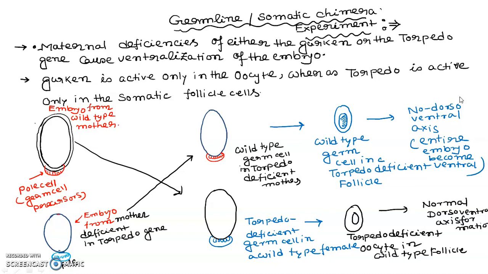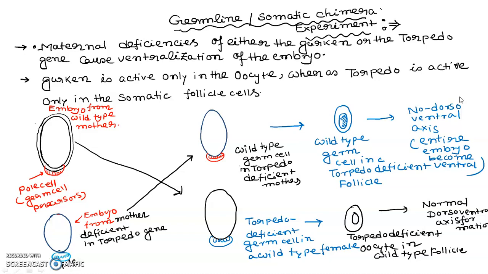This means Torpedo deficiency is in the somatic cells. Torpedo is active only in the somatic cells. If Torpedo is deficient in the follicle cells, which act as somatic cells, then there is no dorsal formation, all the cells become ventral side, right? No dorsoventral axis specification and the entire embryo becomes ventralized.